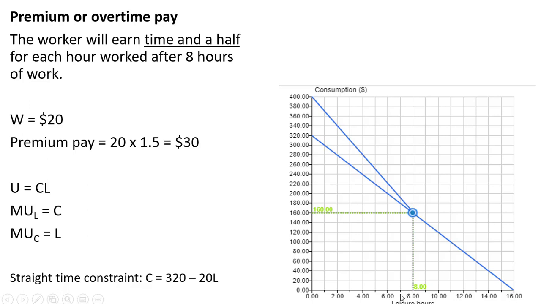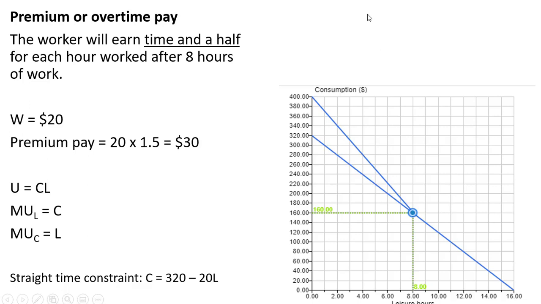So right here, if the person takes 7 hours of leisure, that means they're working 9 hours. If the person takes 6 hours of leisure, that means they're working 10 hours and so on. So the person works more hours as we move closer to the origin here. And you can see here that with overtime pay, you're getting paid now $30 an hour. So the slope of the budget line will change in this section.